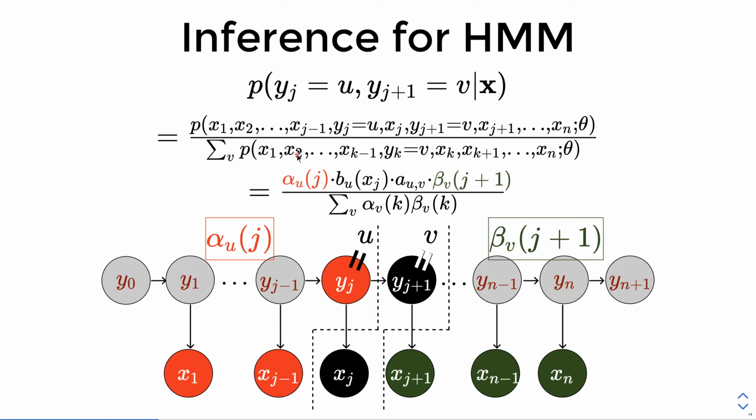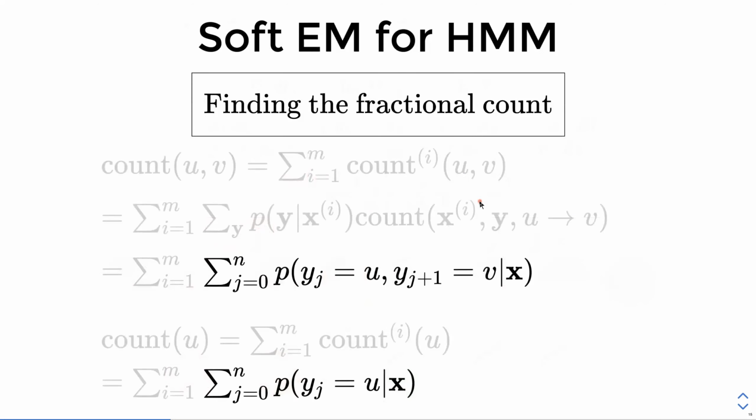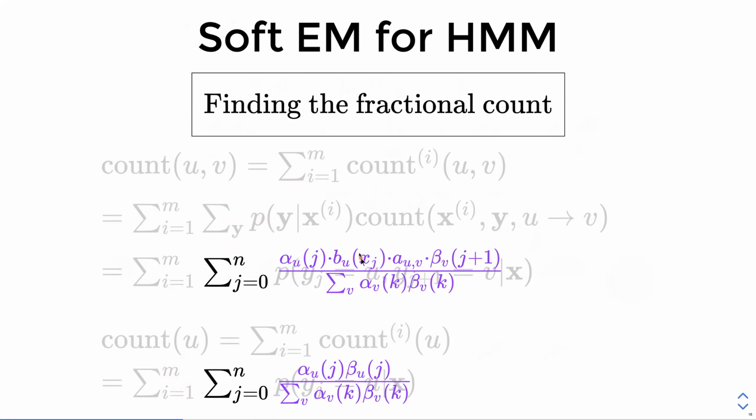As for the denominator, it's going to be the same. So coming back here, you can rewrite this in terms of alpha and beta, and similarly for this. So this is what we arrive at.